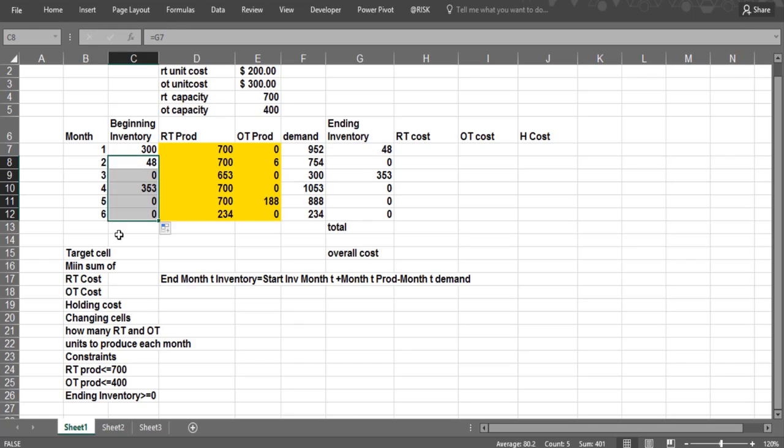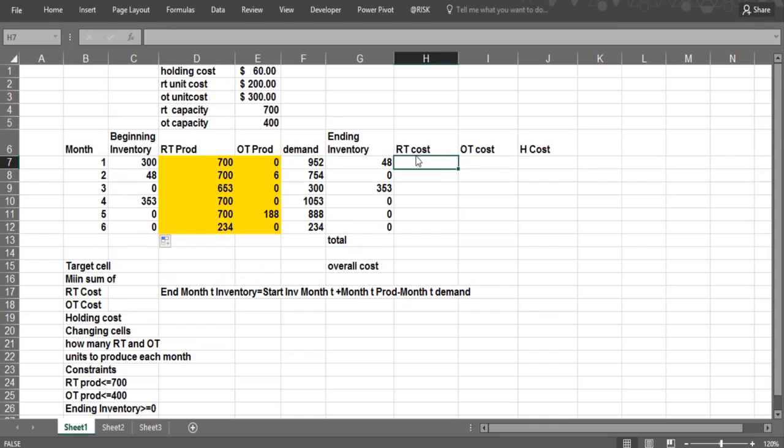Copy that down. Now I can do my regular time, overtime, and my holding cost. We've used some range names here. The regular time cost is the regular time production each month times the regular time unit cost, which was named. Notice Excel puts underscores in. But I can drag that down and get the total regular time cost.